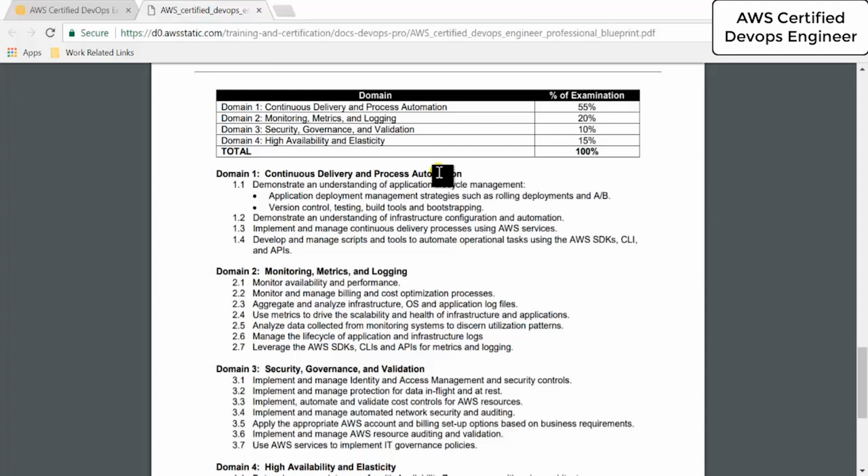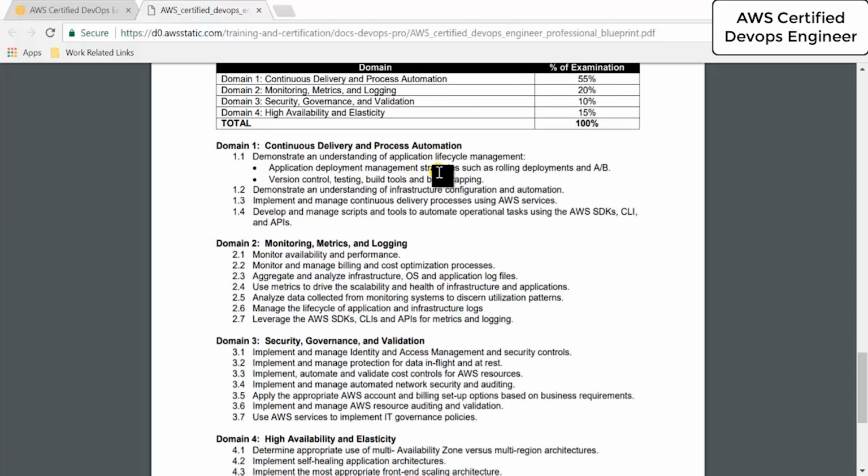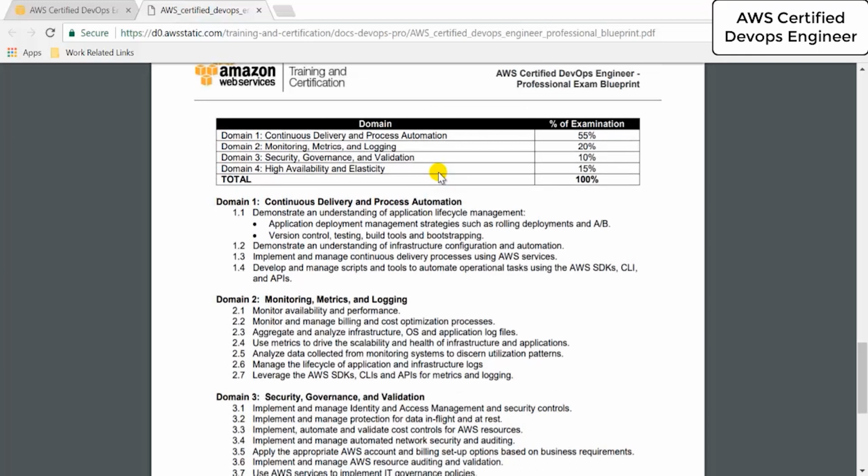And there are four domains where the questions will span. The first is continuous delivery and process automation. That will cover 55% of the questions. The second domain is monitoring, metrics, and logging. That will cover around 20% of the questions. Domain 3 is security, governance, and validation. That will cover 10%. And high availability and elasticity will cover 15%. That is the fourth domain. So this is how the distribution of questions will be in the AWS DevOps examination.